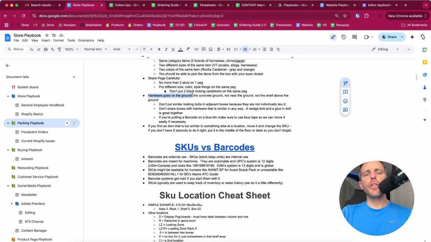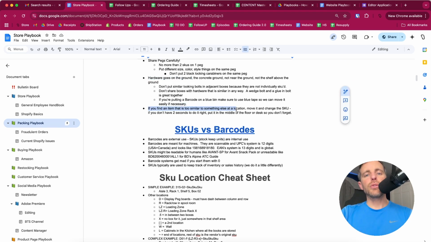Hardware goes on the ground because it's heavy, and so you have to chaos-store that carefully because you have limited space where you can put hardware. Limited space where you put spools. And so you kind of have to be strategic on how you chaos that. And if we do find an item that is too similar at a single location and you almost make a mistake, the idea at the store is to move it and just change the SKU, because we have designed specifically an app to make that easy.